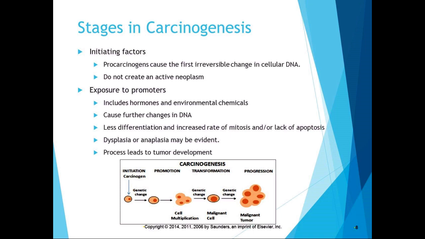So as the carcinogenesis goes on, you have less differentiation of cells and increased rate of mitosis or lack of programmed cell death, apoptosis. And dysplasia or anaplasia might be evident. So dysplasia is those weird deformed kind of cells, and anaplasia is like a cell that's not going to go on to divide. And the whole process might lead to tumor development.